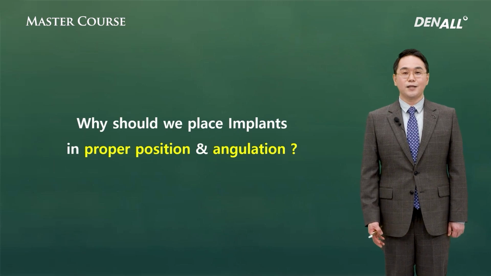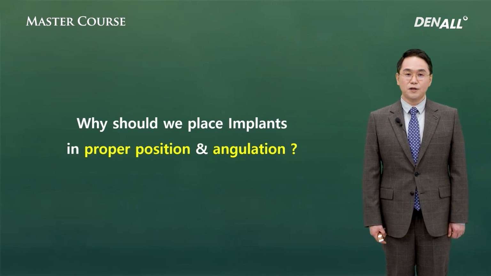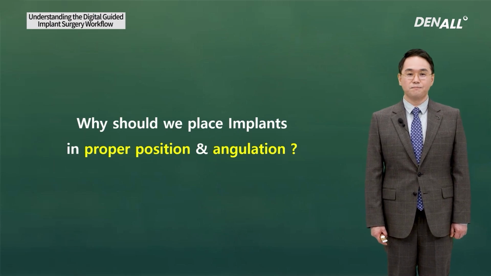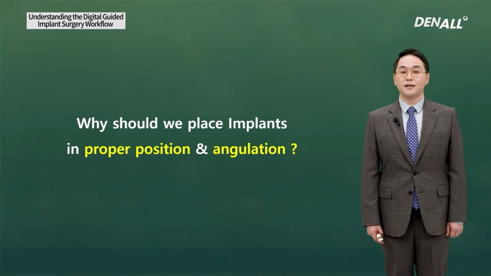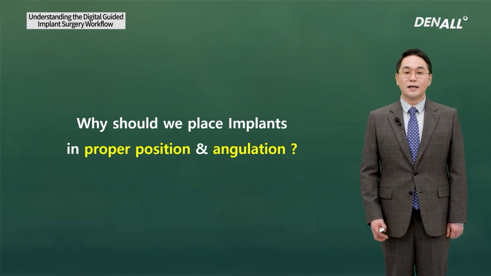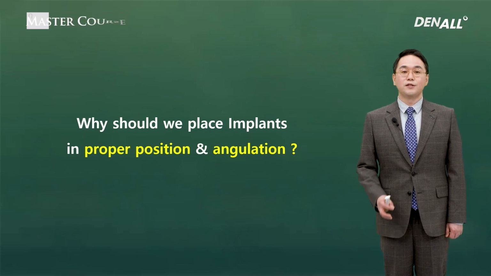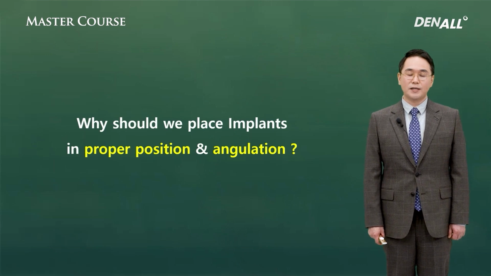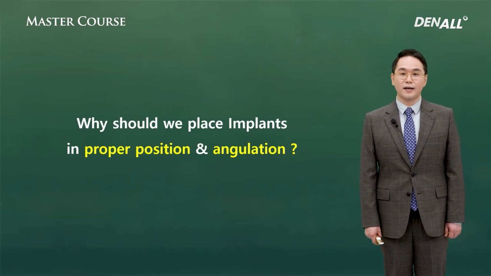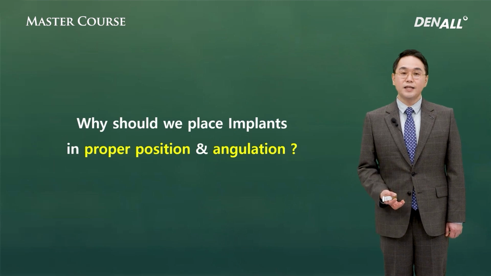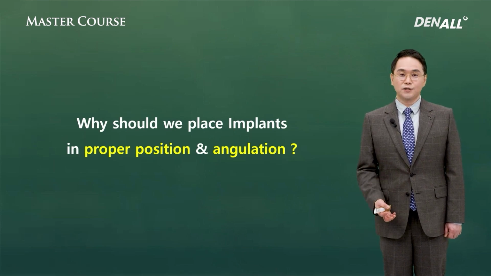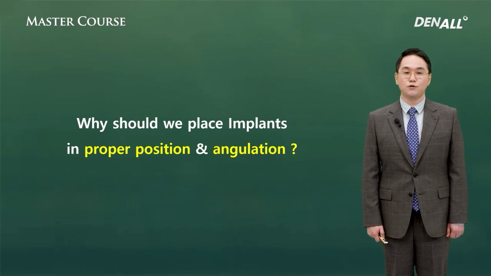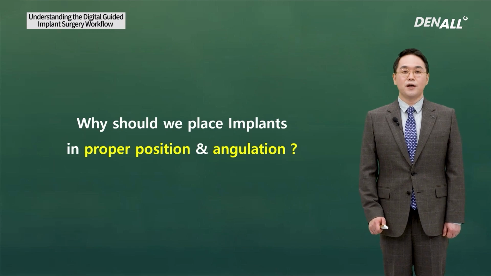I always ask a question when I give a digital guided surgery lecture. Why do we need to place implants accurately? What is the definition of accurate implant placement? It would be proper position and angulation when implants are placed. So for an ideal prosthesis with long-term stability, we need to place implants in accurate position and angulation.